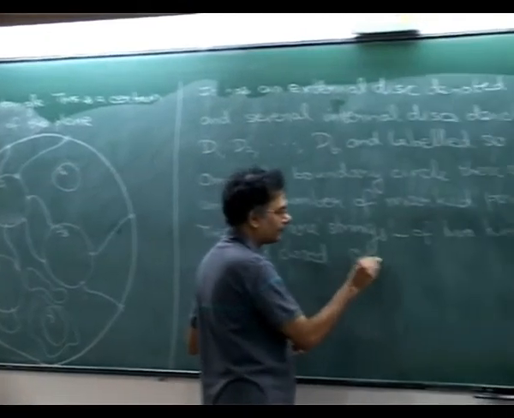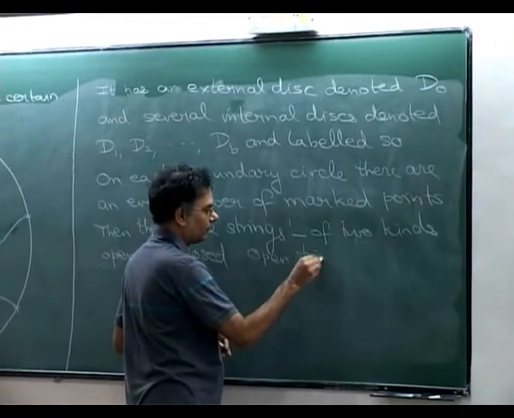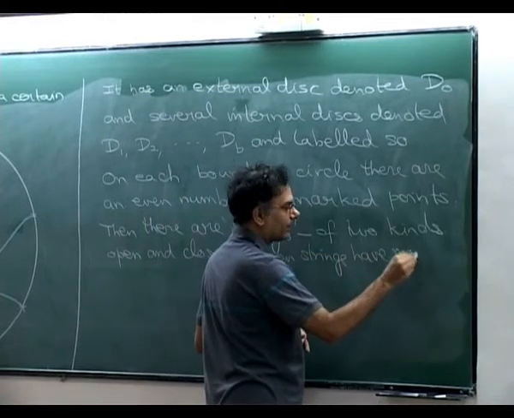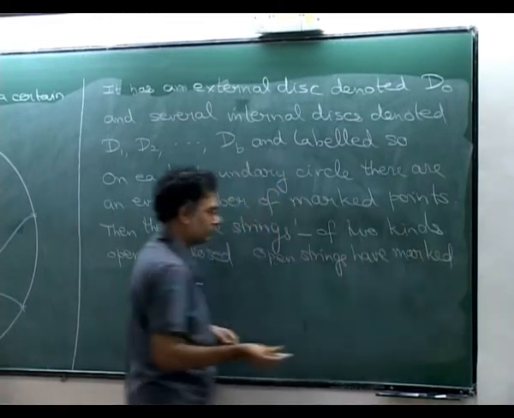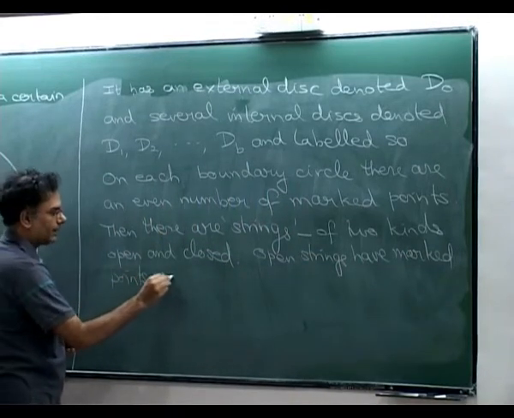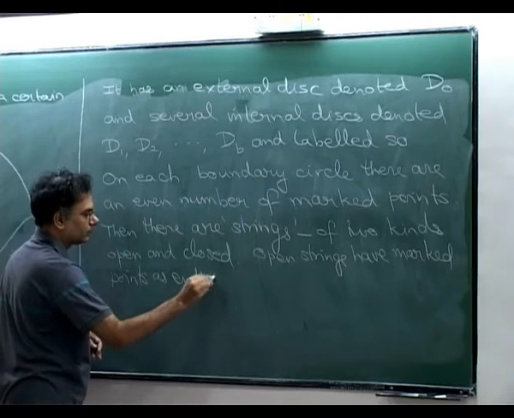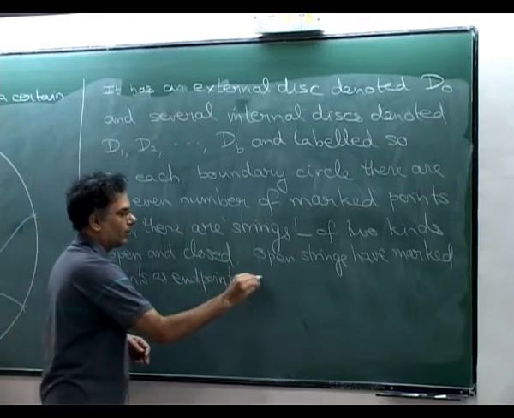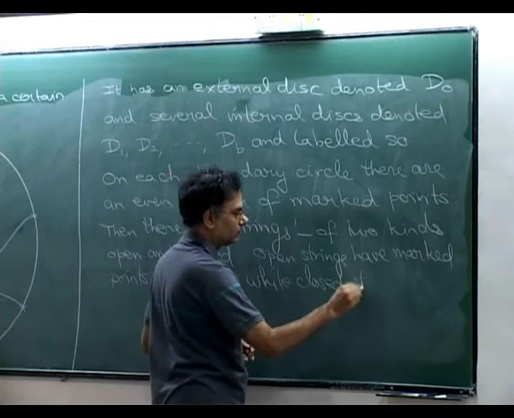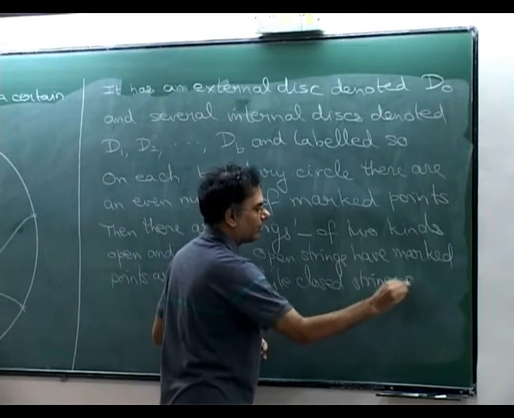Open strings have marked points as endpoints, while closed strings are just simple closed curves.